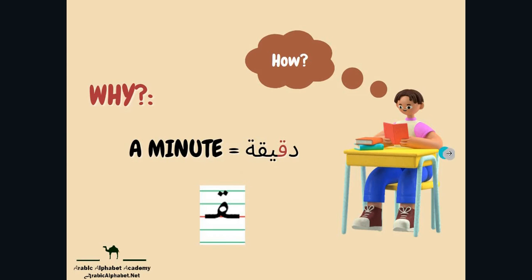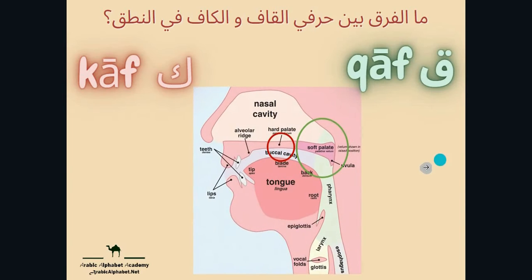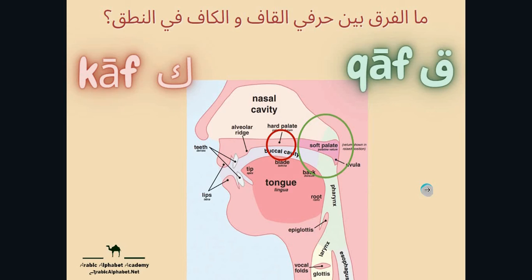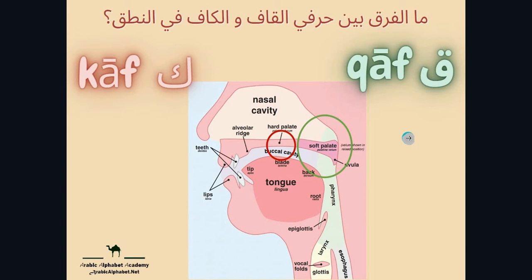But another question, there are two letters that are close and similar in pronunciation. So how to differentiate between them, which are the letter Qaf and Kaf? So for the letter Qaf, like we explained already, it comes from the soft palate, Qaf. But for the letter Kaf, it comes from the hard palate. It's when the root of the tongue touches the middle of the palate, slightly below the lahat.